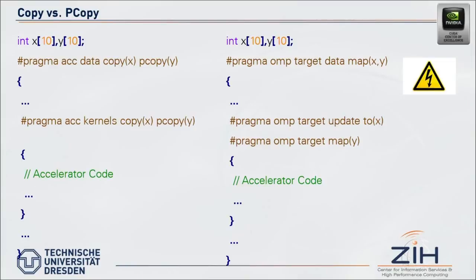Copy and pcopy. This gets solved in the upcoming OpenACC standard. But at the moment, you have to look carefully at what you want to do. If you're looking at the code to the left, you're seeing I'm doing a copy of X and a pcopy of Y. And then later on, I'm doing a kernels where I'm doing, again, a copy of X and a pcopy of Y. Now I'm not allowed to do that. But those codes are in the spec.